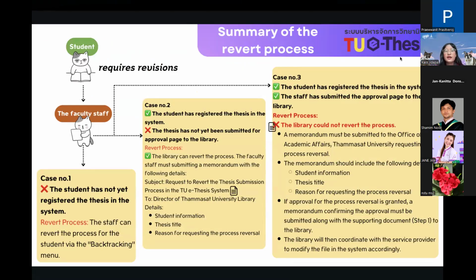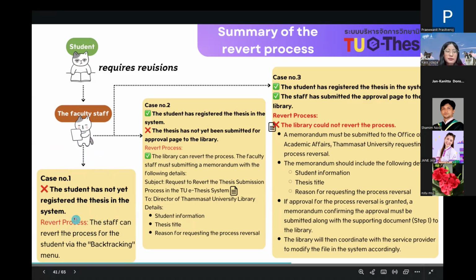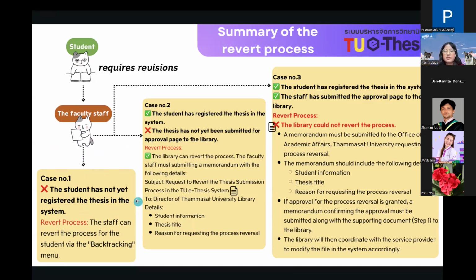Okay, this one is about the reverse process. In case you want to rewrite or edit your content, you need to contact your faculty staff first. It's about the reverse process, and it is divided into 3 cases. For the first case, case number 1, the student has not yet registered the thesis in the system. So for the reverse process, the staff can reverse the process for the student by clicking the backtracking menu.